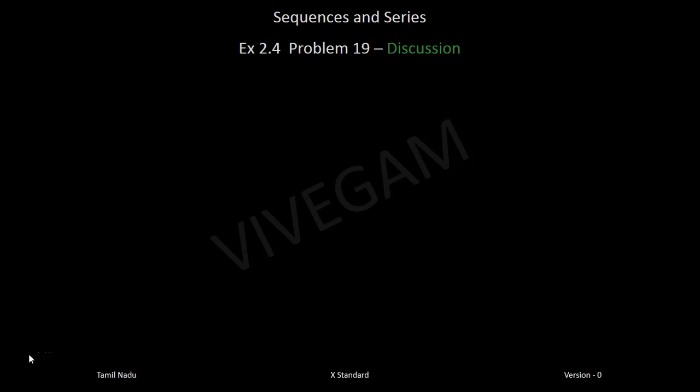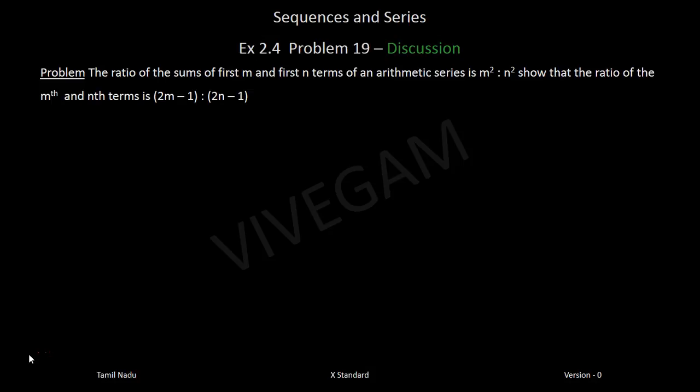Exercise 2.4, problem 19, discussion. The ratio of the sums of the first m and first n terms of an arithmetic series is m square is to n square. Show that the ratio of the mth and the nth term is 2m minus 1 is to 2n minus 1. It's very confusing, isn't it? But don't worry, we'll work it out.